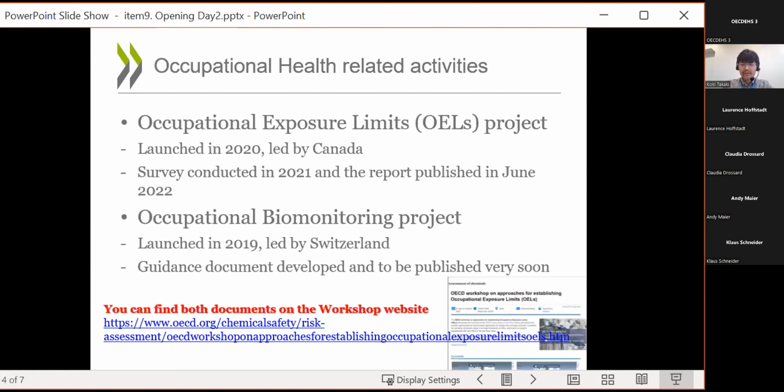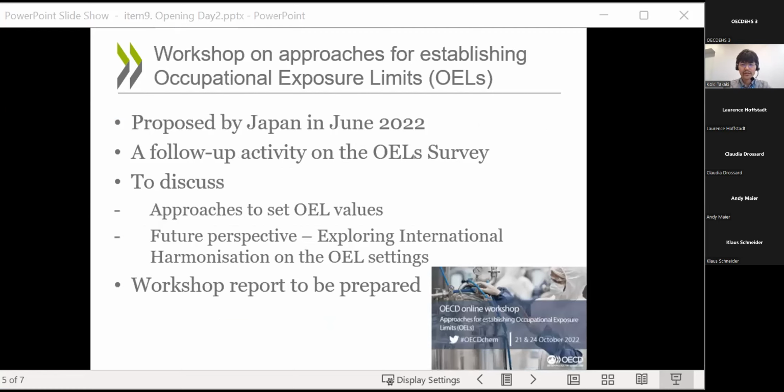Here is a little background about this project. The OECD Working Party on Exposure Assessment and Working Party on Hazard Assessment have a joint project focusing on the OEL settings among countries. The survey was conducted in 2021 and the report was published in June 2022. This workshop was proposed by Japan as a follow-up of the survey, to discuss generic processes and workflows for setting OELs and to focus on future perspectives, that is, exploring international harmonization on the OEL settings. These discussion results are to be summarized in a report to be published, hopefully, in Q1 2023.